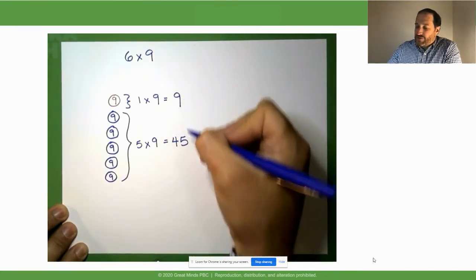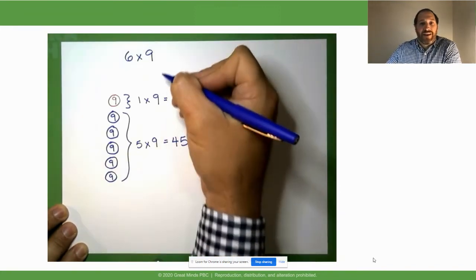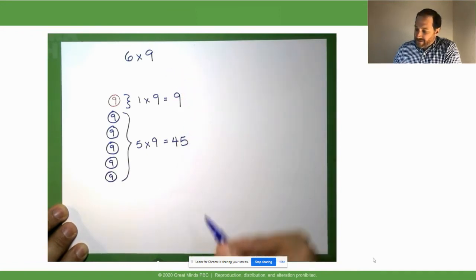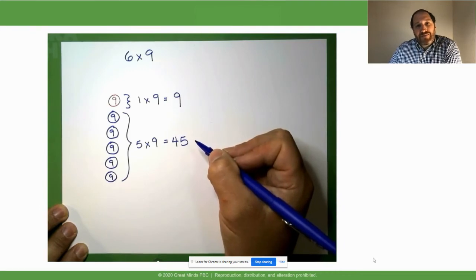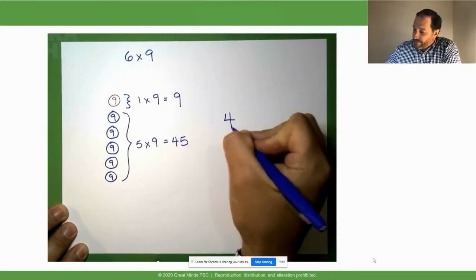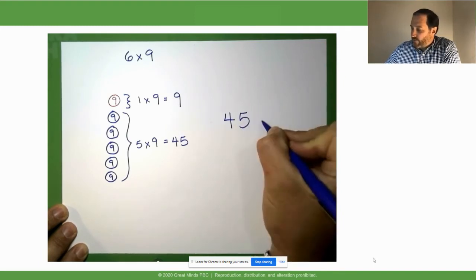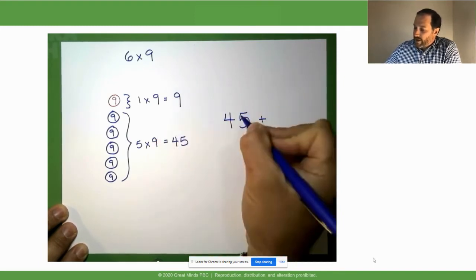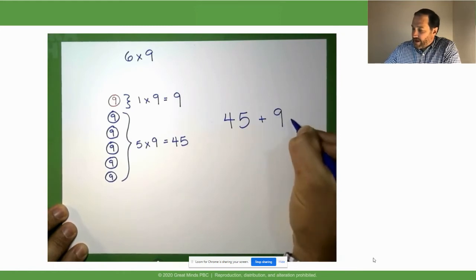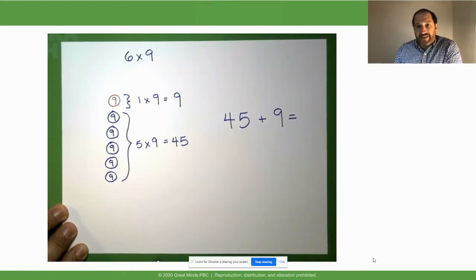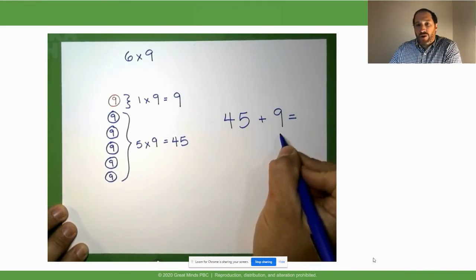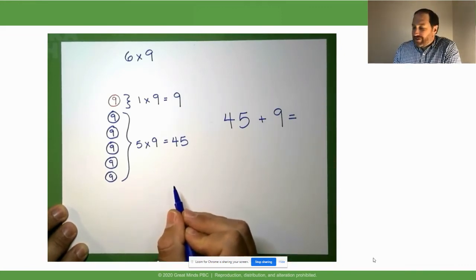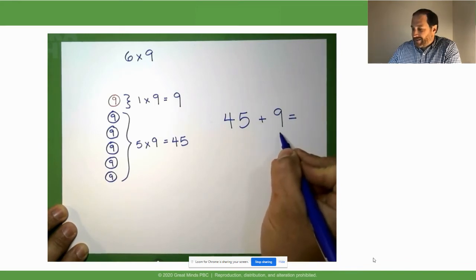And together I know these two parts will give me the answer for 6 nines. And knowing these two parts, I can then write an easy addition sentence to help me to solve. Take my first part of 5 nines, which was 45, plus 1 nine, which is equal to 9. And I take a look at that problem and I say, oh, adding a 9, well, I can use a mental math strategy here to make that 10.